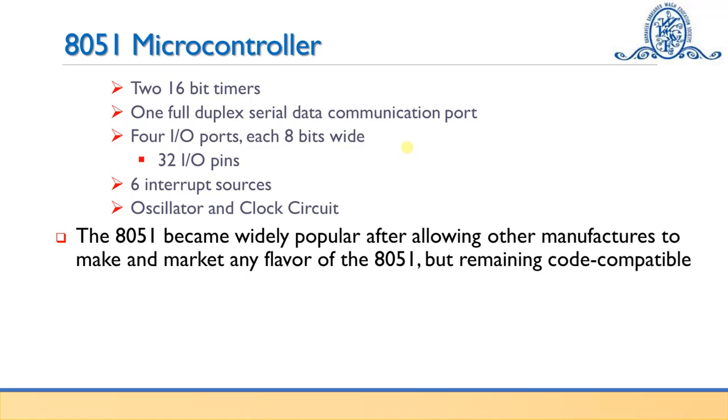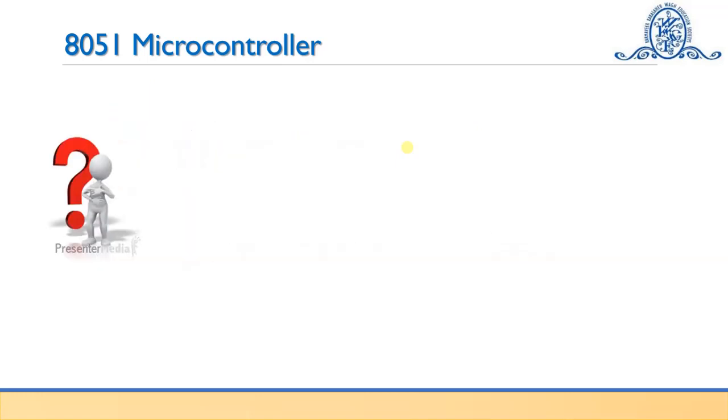We have oscillator circuitry and a clock circuitry inside. The 8051 became widely popular because Intel allowed the other manufacturers also to make and market any flavor of the 8051. Only thing is that the code compatibility should be maintained. So there are so many suppliers and manufacturers who are manufacturing 8051, and that is why it is very popular.